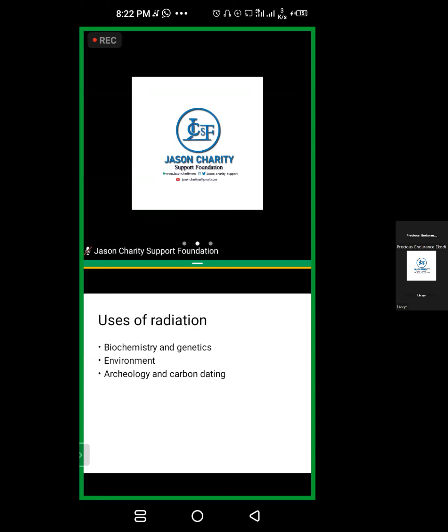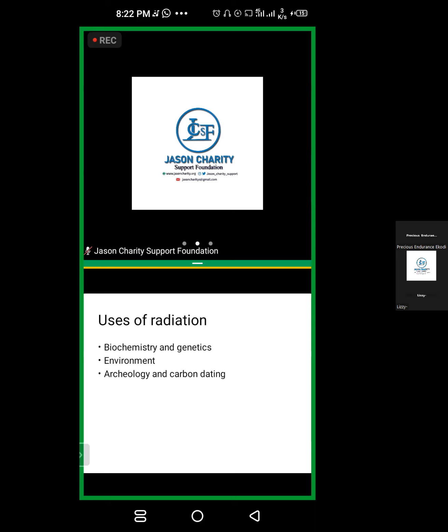Also in our environment, radiation is being used either on a small scale or a large scale for sterilization and other things like that. Your UV light is also a form of radiation, and you do know that. So this is being used for sterilization. Even in water treatment, we have UV light that is being used. Then archaeology and carbon dating. This is also known as fossil dating or checking of fossil records.